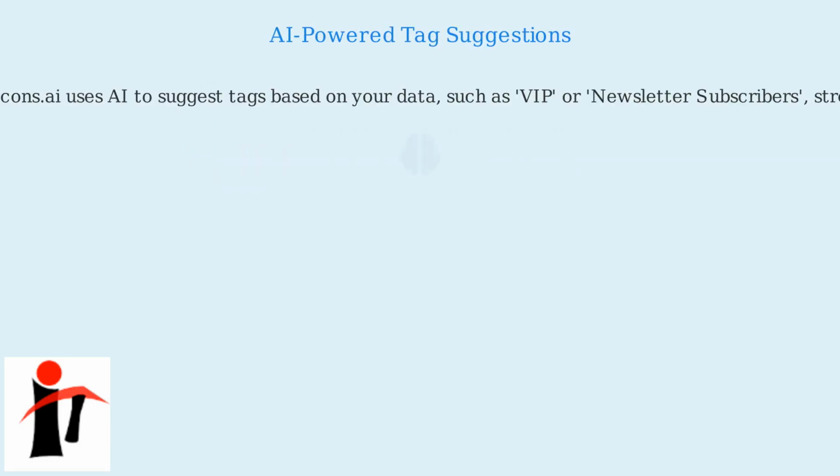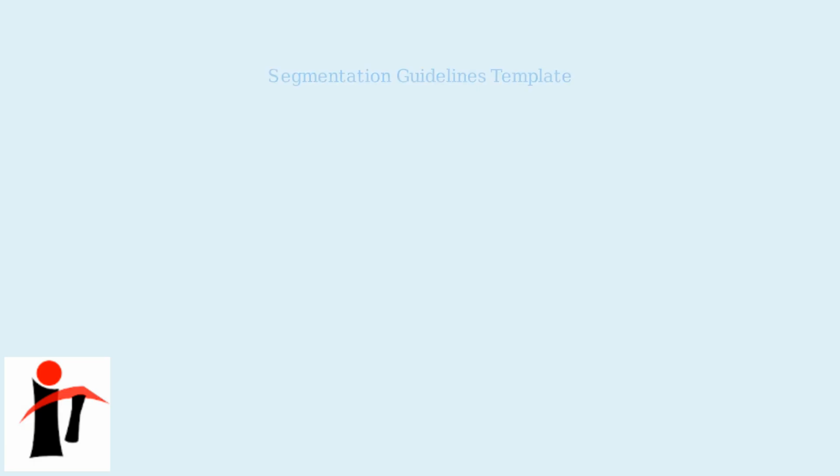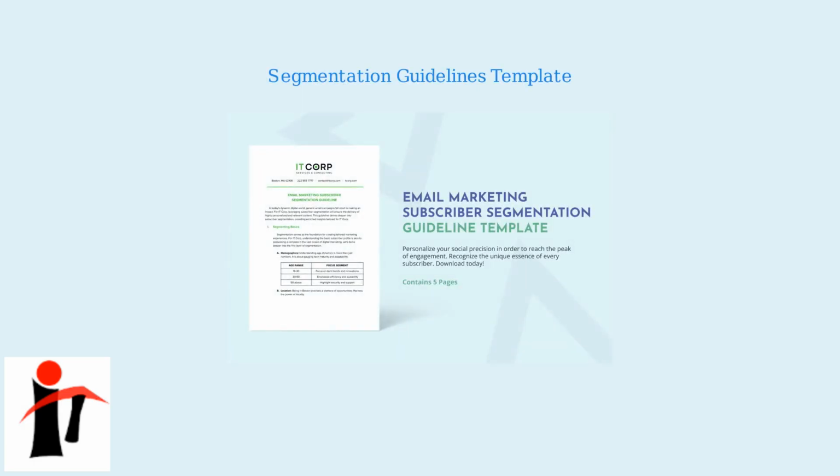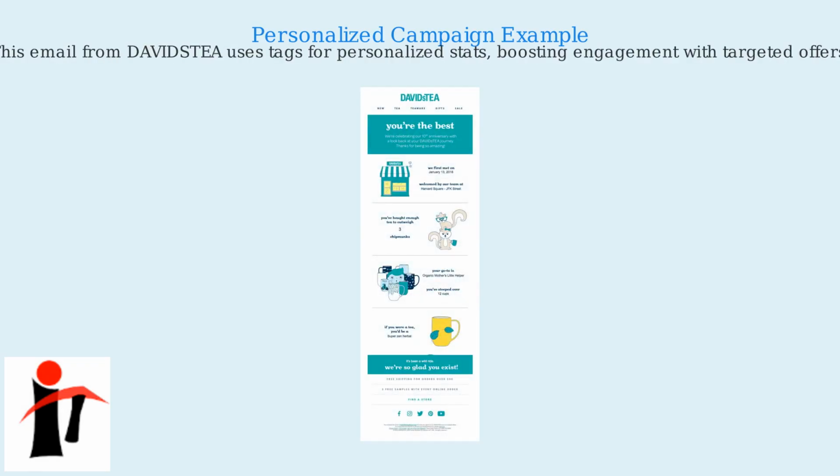Beacons.ai also offers AI-powered tag suggestions during CSV import. The system analyzes your data to propose relevant tags like VIP or newsletter subscribers, making it easier to set up effective segmentation from the start. For best practices, refer to segmentation guidelines that cover basics like demographics and location-based marketing. Templates like this can help personalize your approach and ensure effective tag usage. Effective tagging enables personalized campaigns, as shown in this celebratory email that uses subscriber data to highlight individual milestones and preferences, leading to higher engagement rates.